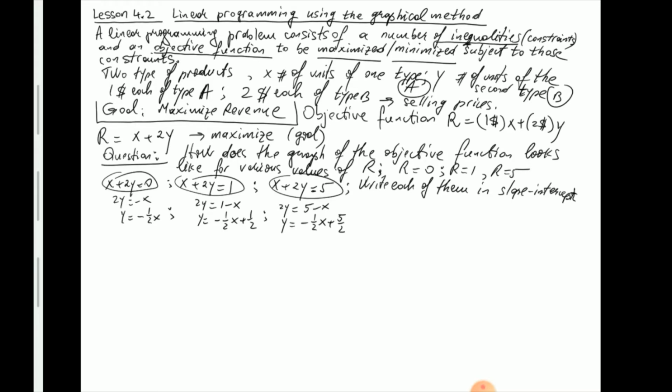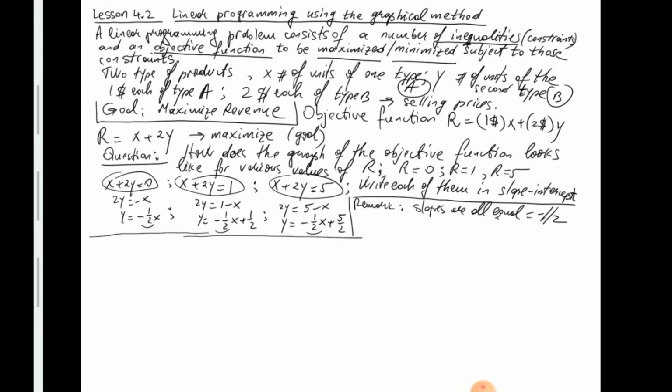So one important remark, which we should write down here, is that the slopes are all equal, and equal to, in this particular case, minus 1/2, right? So remember, in the slope intercept form, the coefficient of x gives you the slope. So all of these lines for various values of R will be parallel to each other. That's very important so you understand what comes later. So with this in mind, let's actually sketch these 3 lines. We're going to do it over here in this corner.